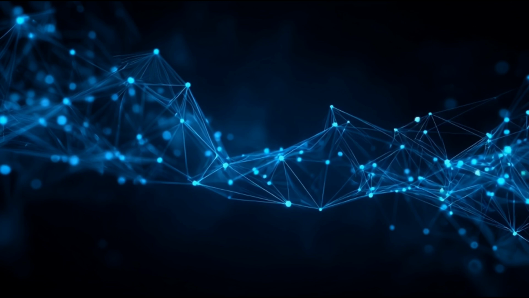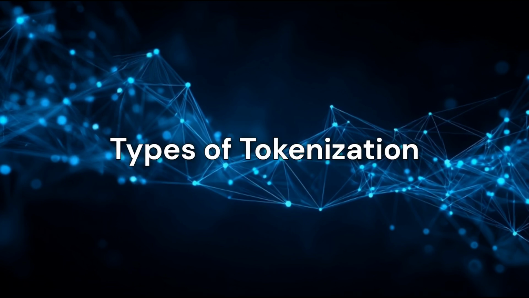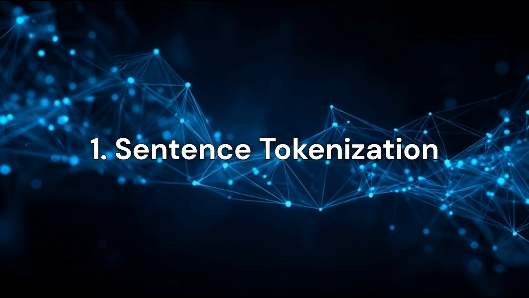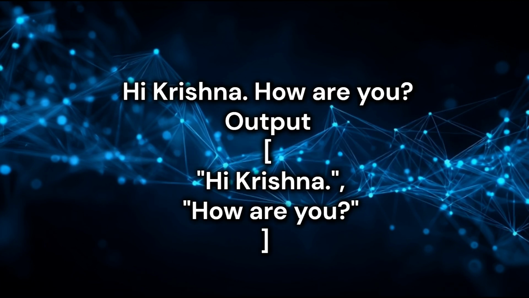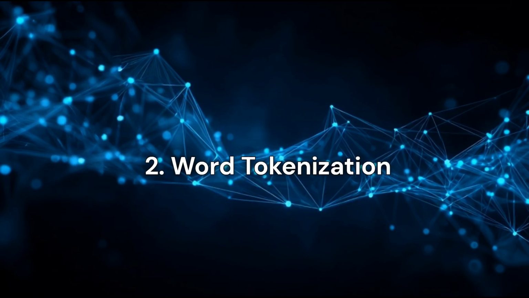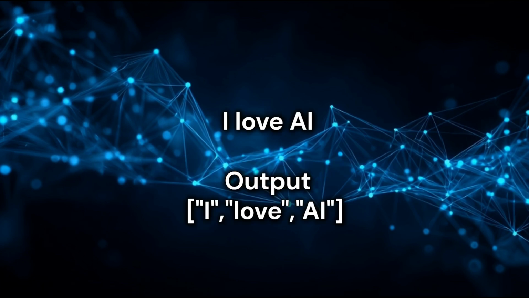So let's see the types of tokenization right now. There are mainly two types. First is sentence tokenization, which breaks a paragraph into sentences. For example, as we discussed previously, "Hi Krishna, how are you?" The output is what you are able to see on the screen. So it is divided into two different sentences. And second is word tokenization, which breaks each sentence into individual words. For example, "I love AI", which makes all the words into separate tokens.